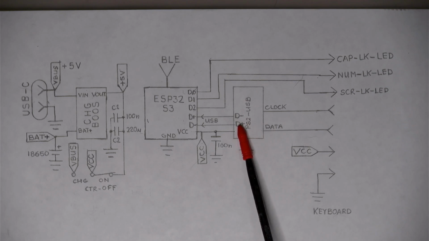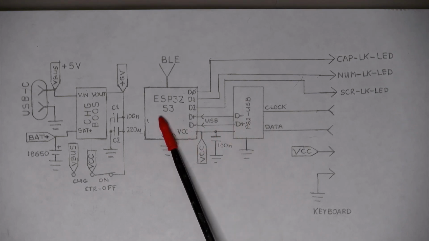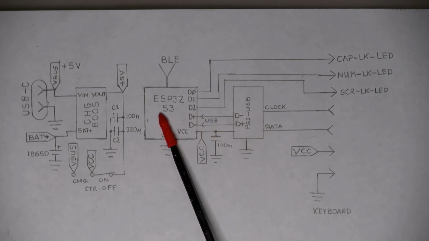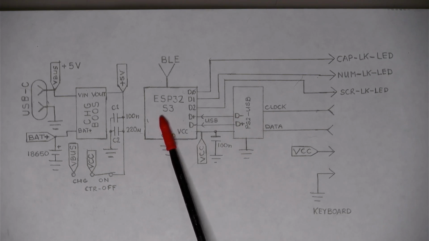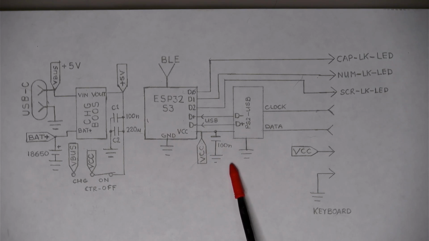So D plus on that little board is going to D minus on the pad on the ESP32, and D minus is going to D plus on the pad on the ESP32. It's got two little solder pads on the bottom for that purpose. And that's really all to say about it. It's a fairly simple circuit. So now let's have a look at the software, which is the more interesting part.